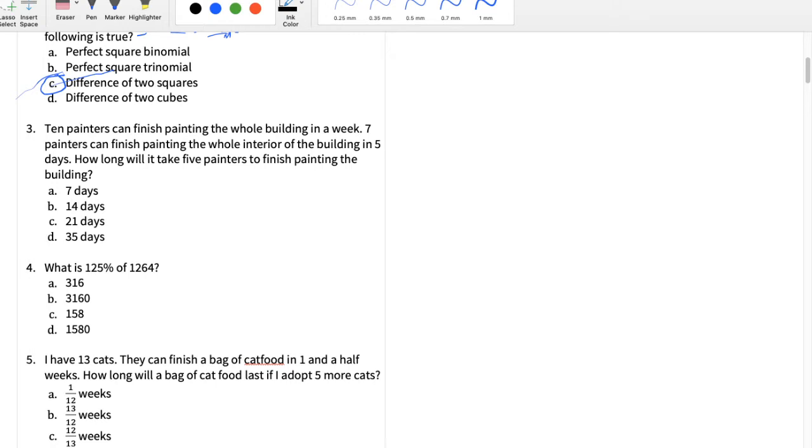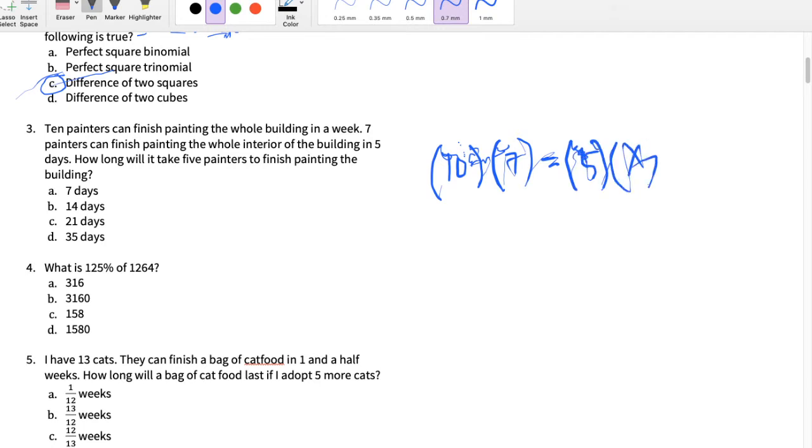Okay? So here we have an indirect proportion, right? Because of course, the more painters you have, the shorter the number of days it will take to finish. So if we have 10 painters to how many days? In a week, that's 7 days, is equal to 5 painters times x, because we don't know it. Solving for x, divide both sides by 5, you will get 14. Okay, the answer here is letter B.